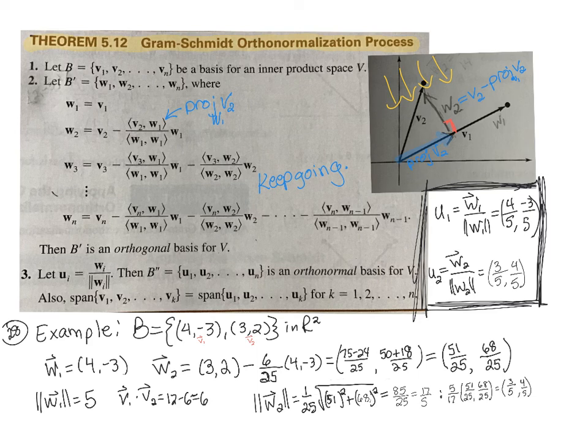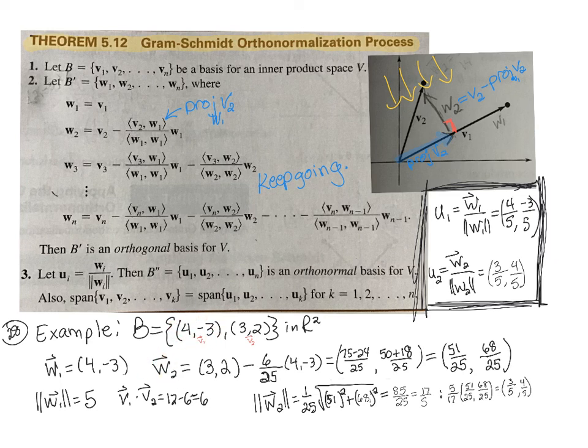If you find the dot product of this and this, you'll see that they are not orthogonal to each other. They are also not normal. Their magnitudes are not 1. So we're going to start by setting our first vector equal to our first vector.